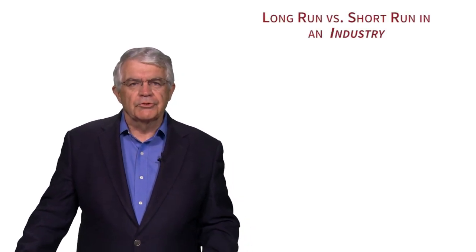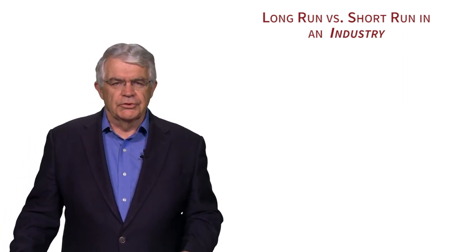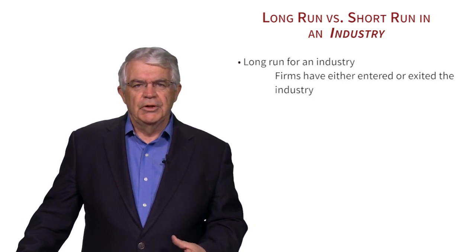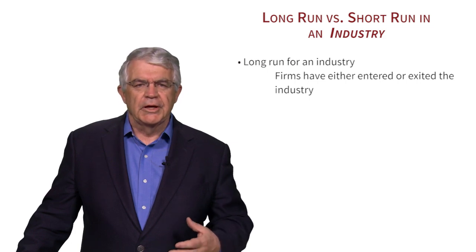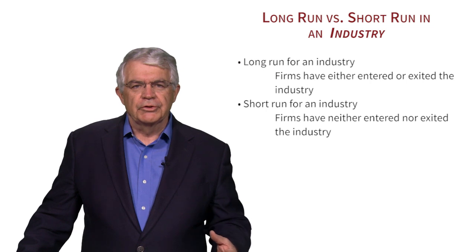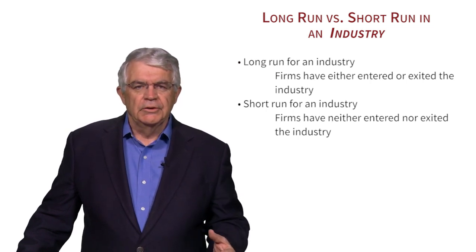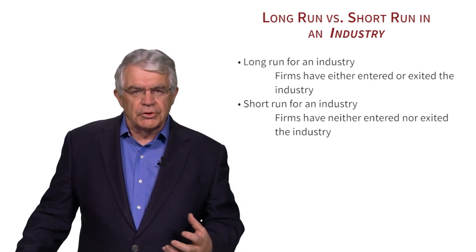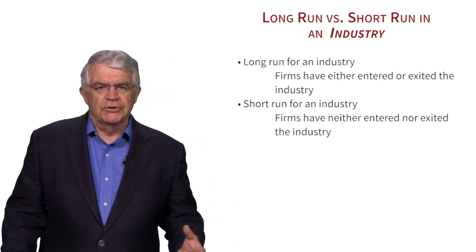The concept we want to stress as we do this is the long run versus the short run in this industry. The long run for an industry is a situation where firms have either completely entered or exited the industry, and it's settled down to kind of a long run equilibrium. In the short run for an industry, it's a situation where firms haven't either entered yet or exited yet. It's kind of a situation waiting for change. So the short run is where you haven't had this entry or exit, and the long run is where you have had the entry and exit.